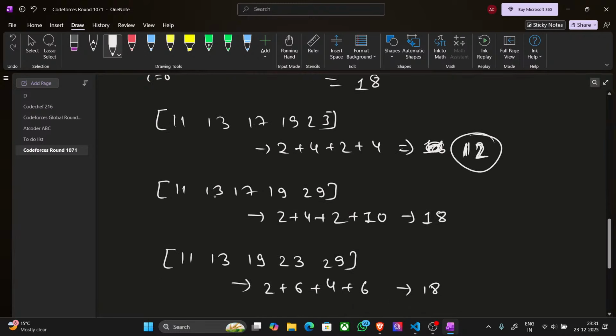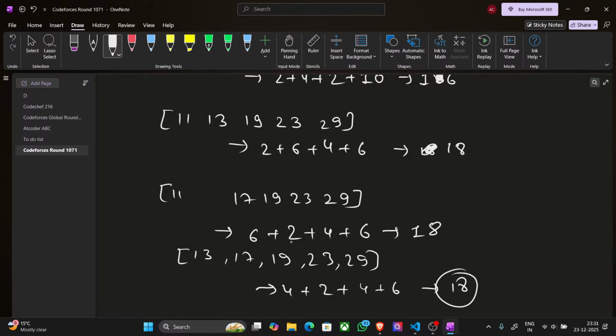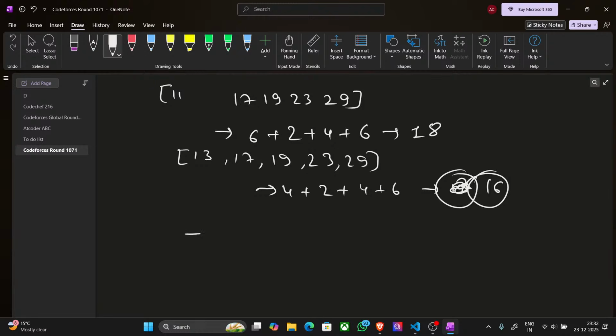For this, the answer is 2 plus 4 plus 2 plus 10, 18. This is 18. And 6 plus 2, 8, and 10, 18. 4 plus 2, 6 plus 10 is 16. So the minimum answer is currently 12. So for this problem, the answer will come out to be 12.